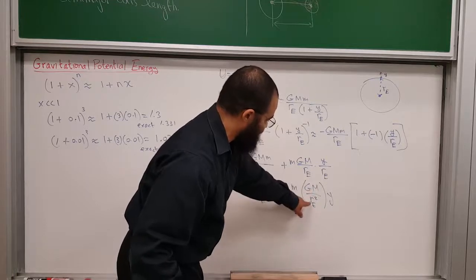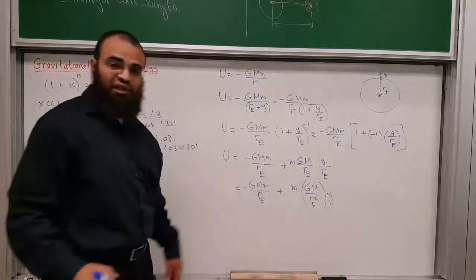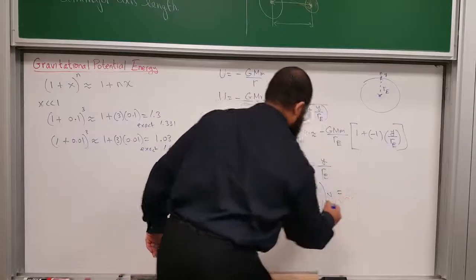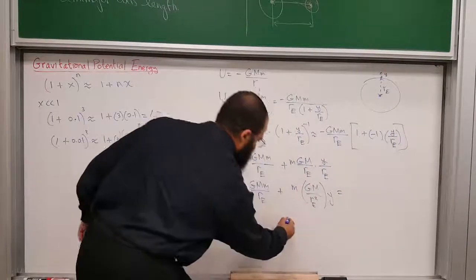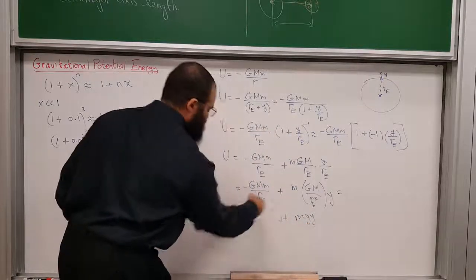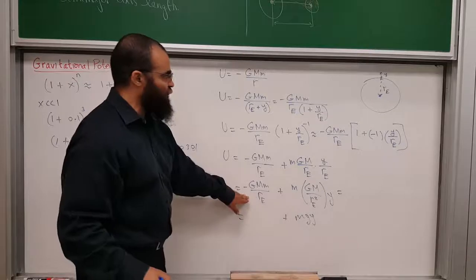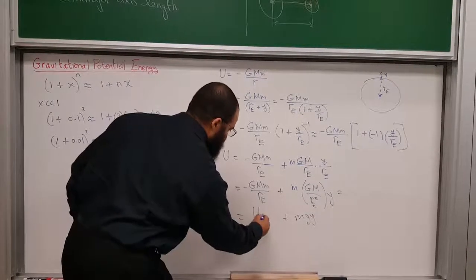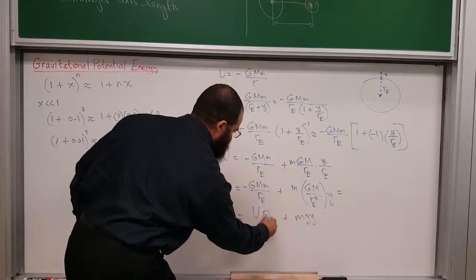And remember what this is, capital G times the mass of the Earth divided by R squared. That's g, little g, 9.8. And so this becomes mgy, and this is the potential energy near the surface, at the surface of the Earth, with the reference point being infinity. So this is U at the Earth.